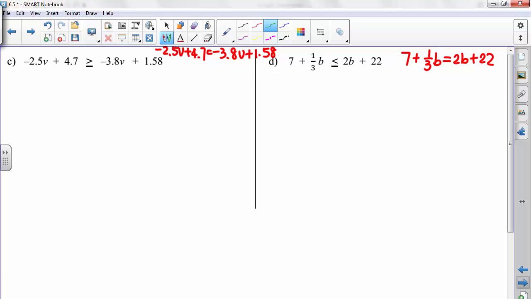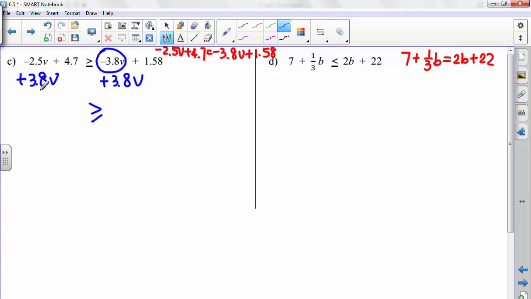Let's try C. I still have a variable on both sides of the inequality, so I want to cancel this one. Since this is a negative 3.8v, I can add 3.8v to both sides. Based on the first property, when you add the same thing to both sides of the inequality, you can keep the inequality sign. We will still keep the greater than or equal to sign.